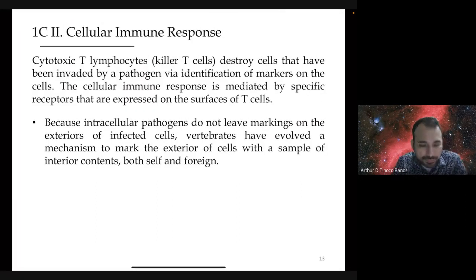Okay, so to talk a little bit about the cellular immune response here. So you have cytotoxic T lymphocytes. These are also known as killer T cells that destroy cells that have been invaded by a pathogen. And they do so by recognizing markers on the cells. So the cellular immune response is mediated by specific receptors that are expressed on the surfaces of T cells. Because intracellular pathogens do not leave markings on the exteriors of infected cells, vertebrates have evolved a mechanism to mark the exterior of cells with a sample of interior contents, both self and foreign.